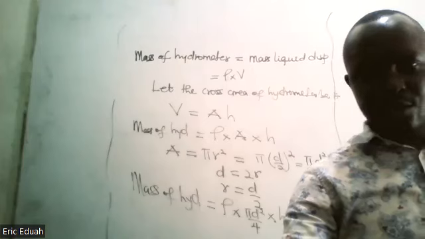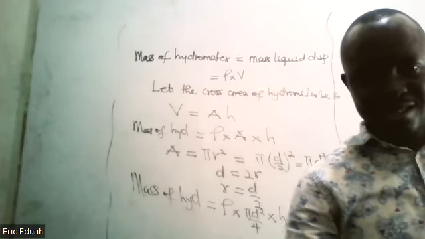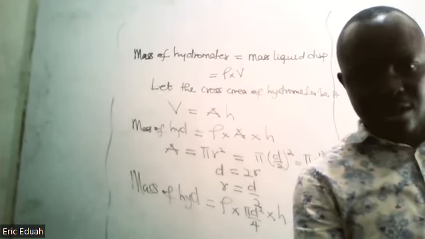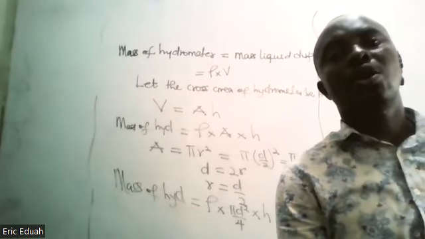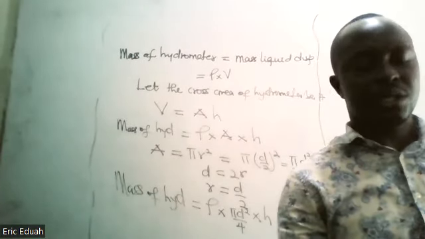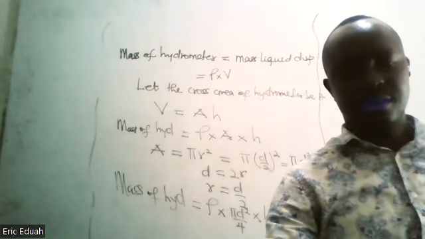Please, what will be the value of pi? Are we using 22 over 7 or 3.14? Use 22 over 7. Okay, thank you.